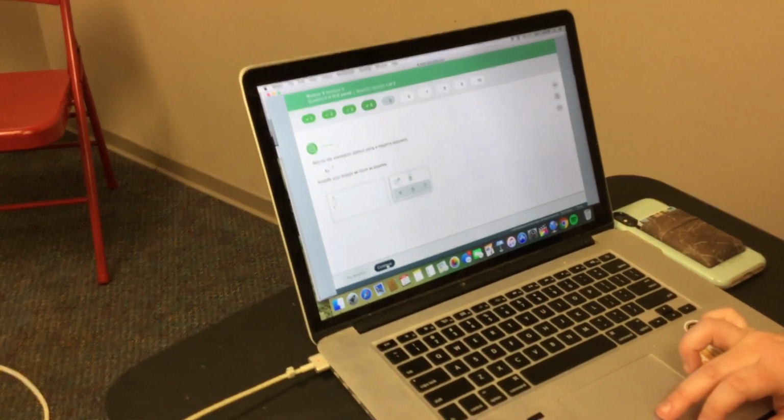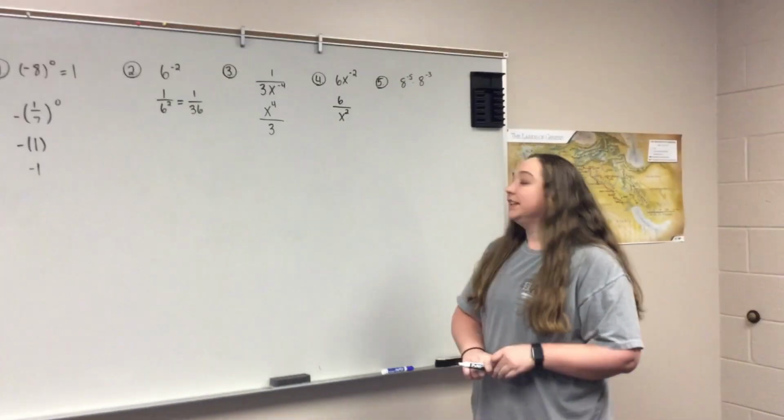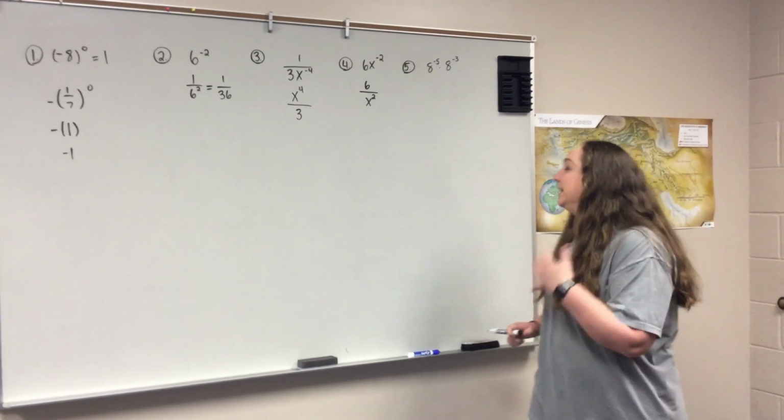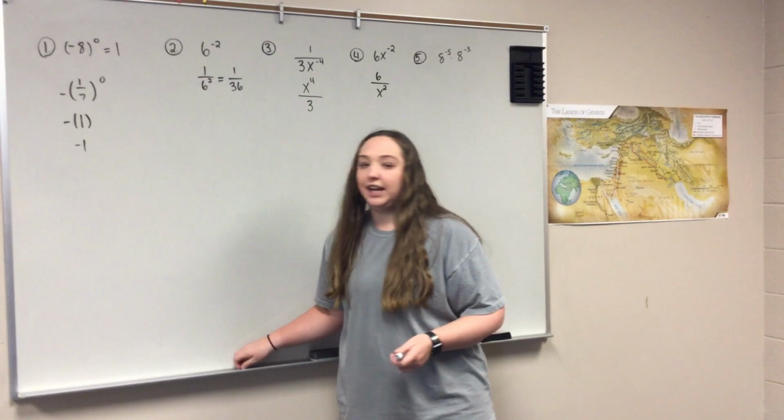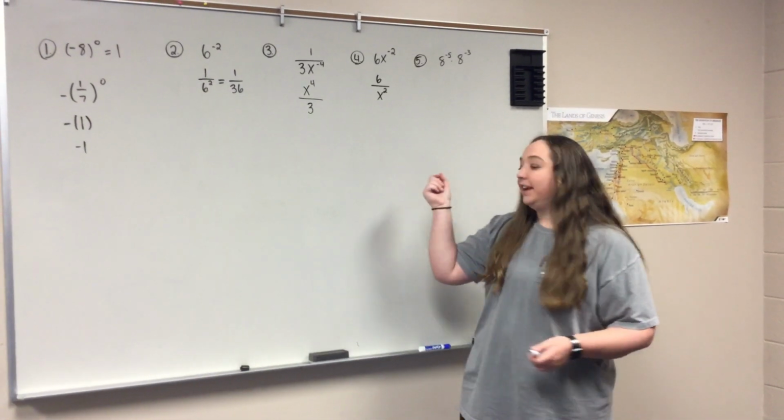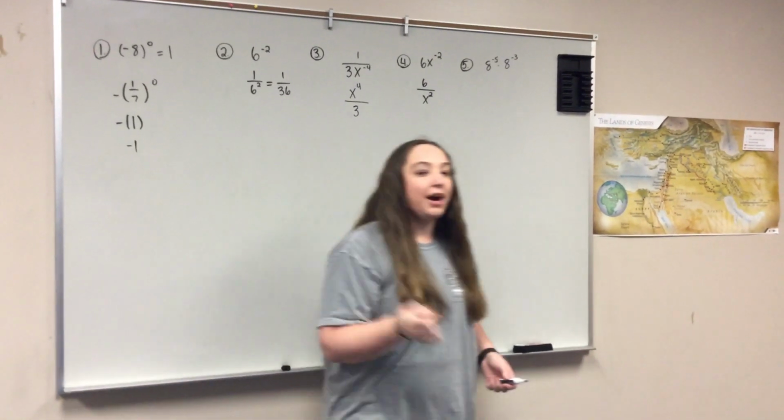Okay, now we're going to move on to number 5. Okay, so we have 8 raised to the -5th power times 8 raised to the -3rd power. So you can do this like we did in 8.1, where you go ahead and add them, but if I'm correct, yeah, it wants us to use a single positive exponent.